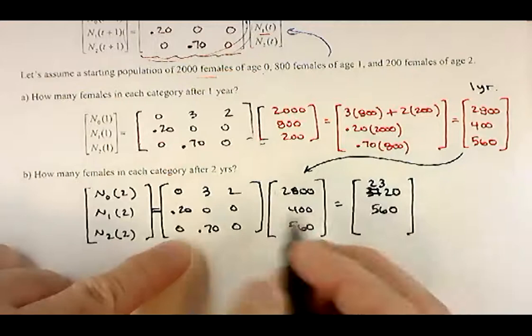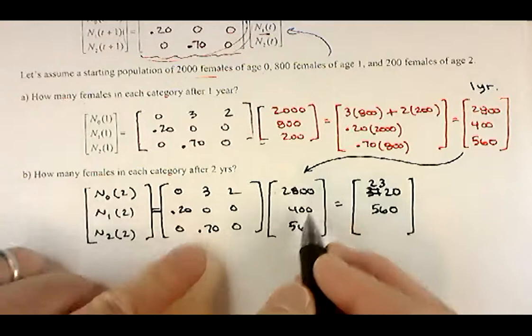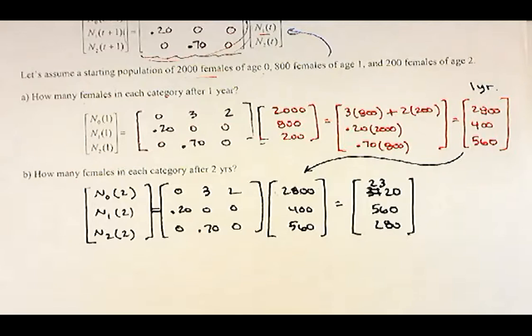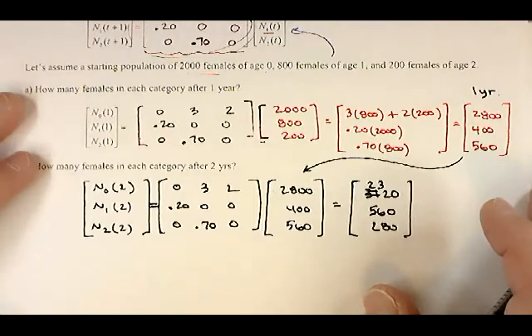And then my number of two-year-olds after 2 years is going to be 70% of 400, which is 280, and then that'll be zero as well. And so later on, we're going to learn more about matrices in the last couple of weeks here.